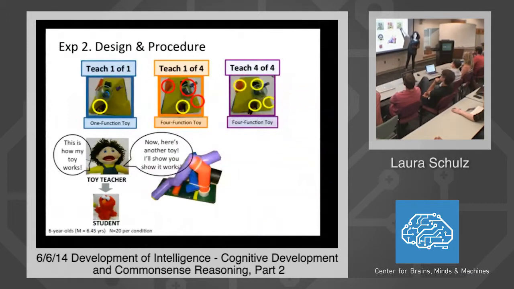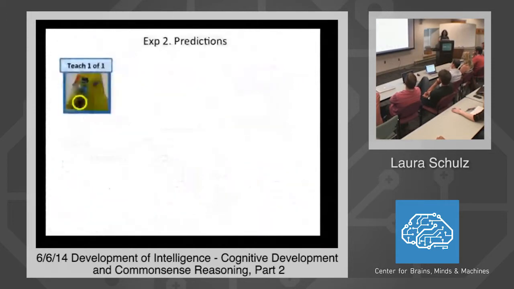So now I'm going to walk you through, more slowly, the logic of the experiment. In the teach one of one condition, where the teacher has just shown Elmo there is one function and the child knows there's one function, then when that teacher goes to teach them about the squeaker toy and says, look what it does, the children should trust the teacher, say that toy probably does one thing, and do what they did before, which is constrain their exploration for that function.